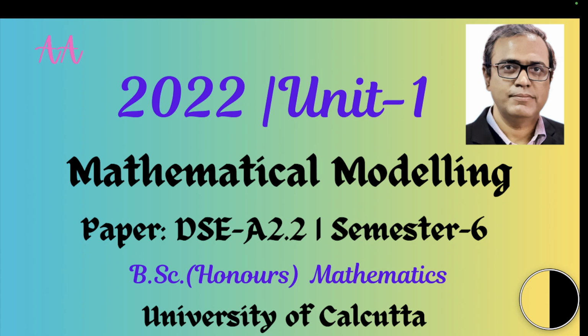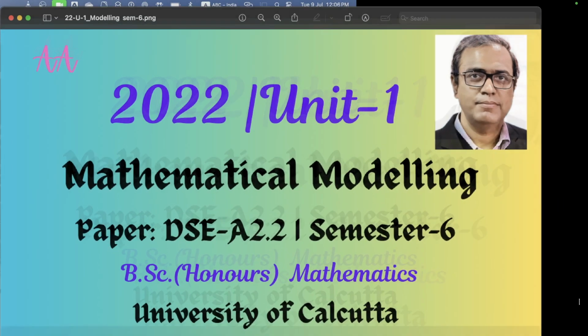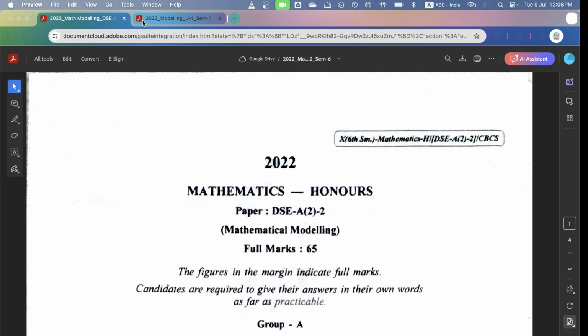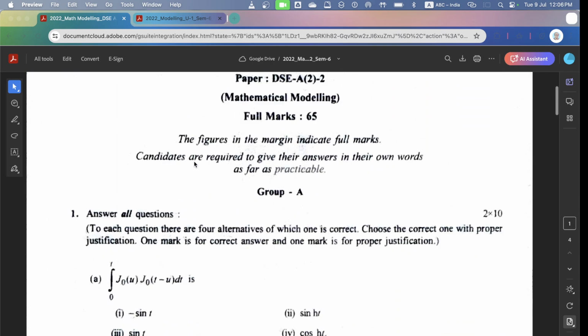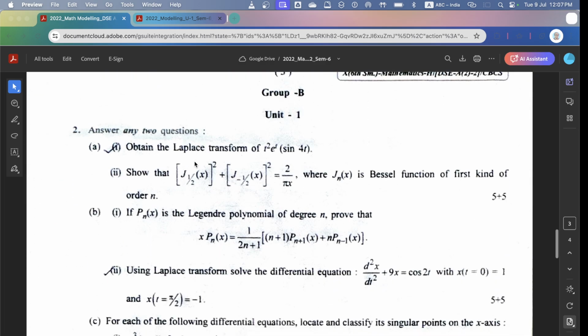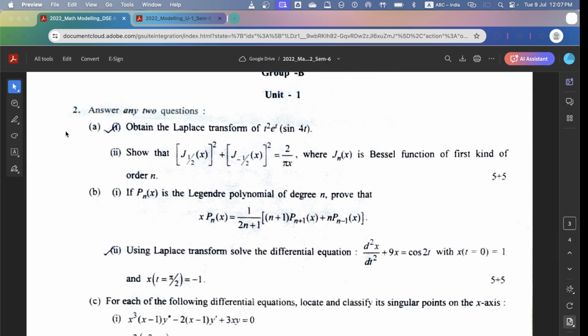Now we discuss the 2022 Unit-1 Mathematical Modeling paper, DSE-A 2.2, Semester 6, B.Sc. Honors in Mathematics, University of Calcutta. Question paper 2022, Unit 1, Group B, Unit 1. Question 2, answer 1A. Obtain the Laplace transform of t square e to the power t sine 4t.